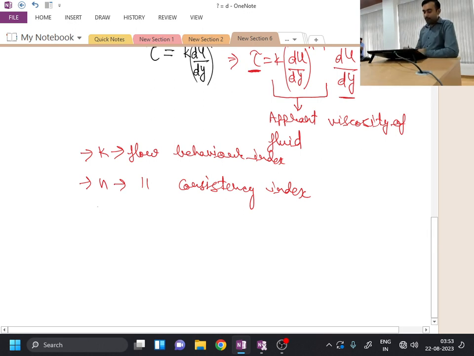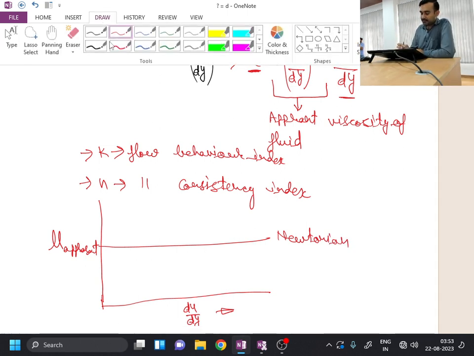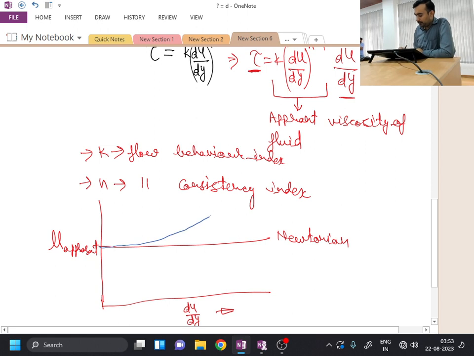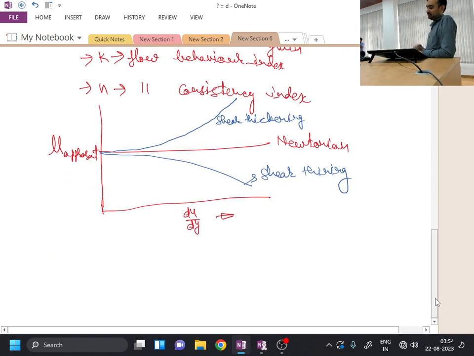And typically if you plot apparent viscosity as a function of the shear rate, here you have mu apparent. For a Newtonian fluid it is constant. Apparent viscosity increases for which type of fluid? Shear thickening, and it is decreasing for shear thinning. Okay, so this is how I can represent the apparent viscosity.